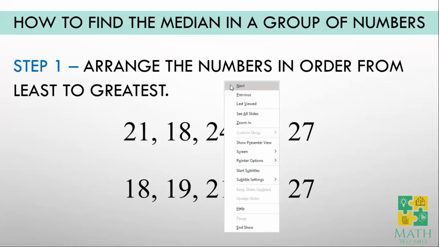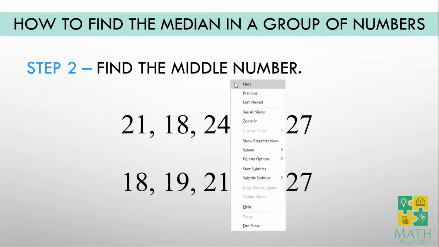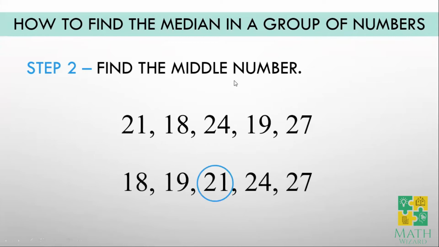Again, median is defined as the middle number in an ordered form. Now, we look for the middle number. That's step 2. We find the middle number, and the middle number is 21.